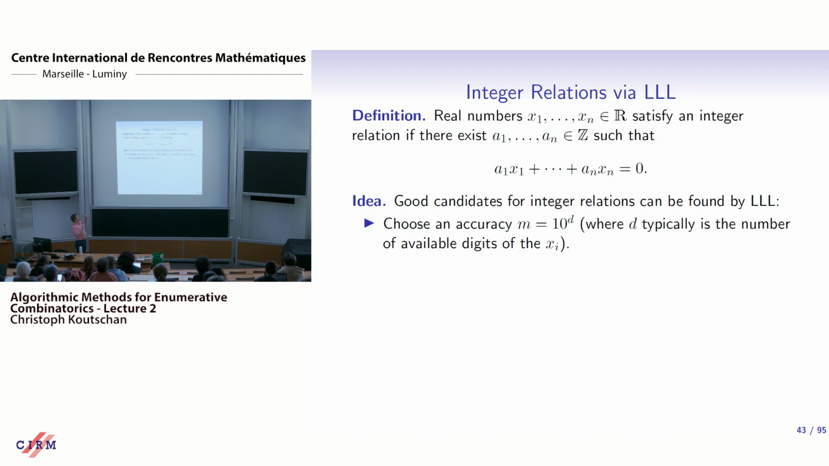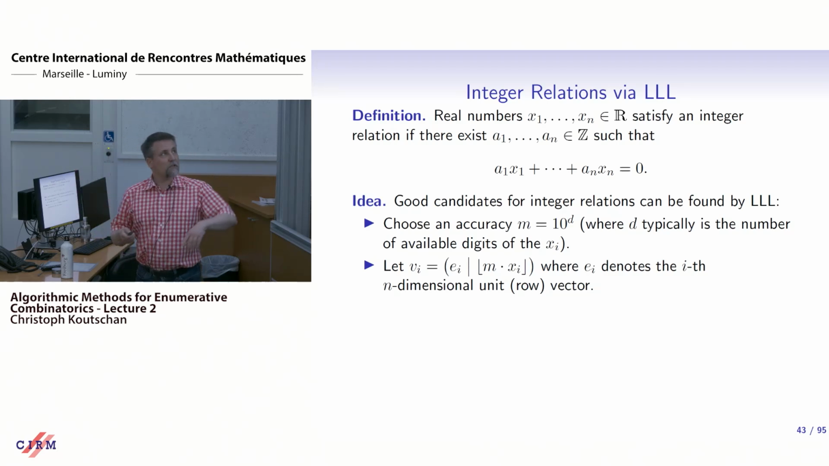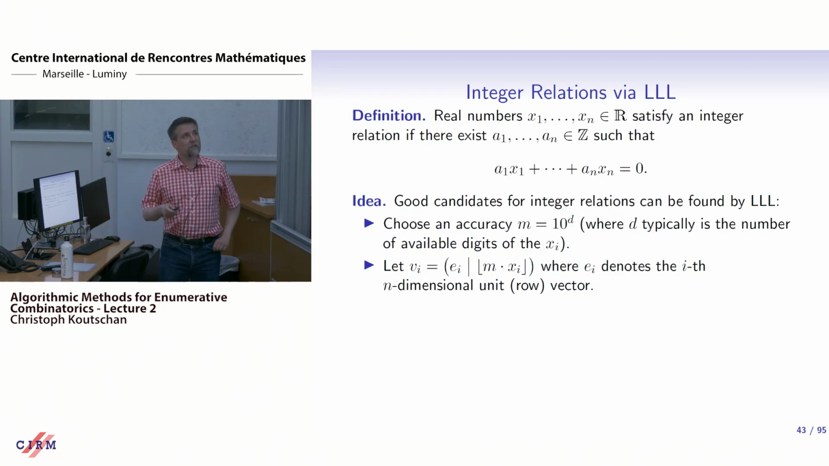You choose an accuracy, so a number of digits that you want to deal with. Let's say m is 10 to the d, and so if some numbers you have given numerically, then you would choose d to be the number of valid digits that you know. Then you build the lattice that is generated by these vectors vi, where each vi has the ith unit vector of length n, and in the last entry you put the scaled value of xi rounded to the next integer, or taking the floor, it doesn't really make a big difference.